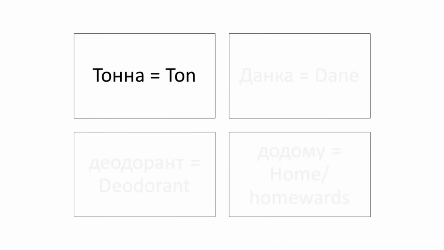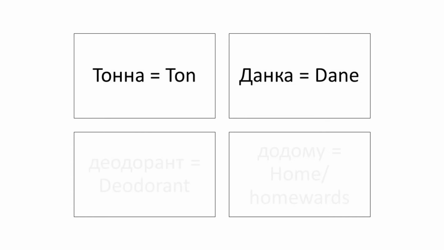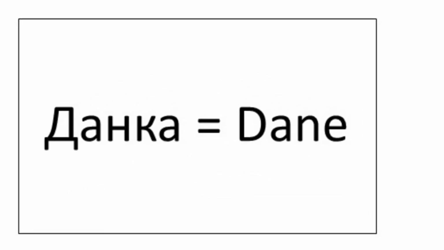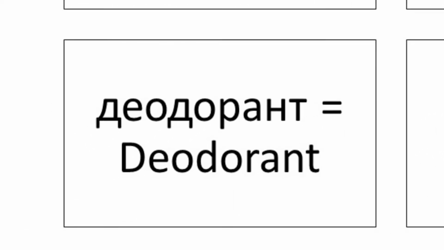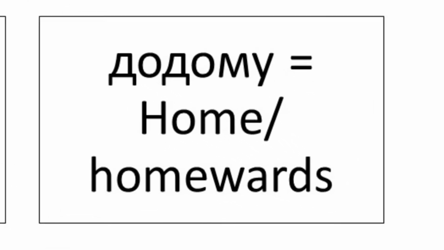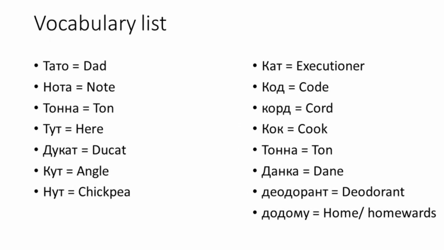A few more words that I like that I've found while exploring these letters. We have tona. Oh, I already had that. Tona is ton. Danka is a Danish woman. And then I found a couple of others just in the dictionary. Deodorant is a deodorant. And dodomu. I love that. Home or homewards. Dodomu.